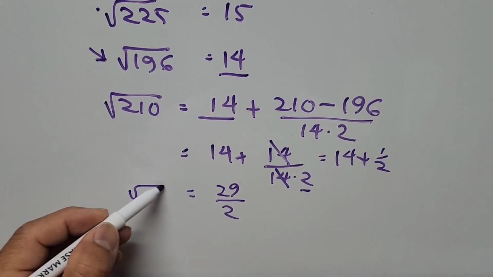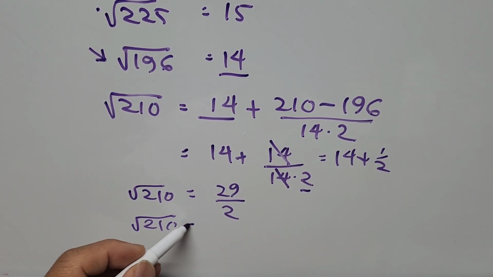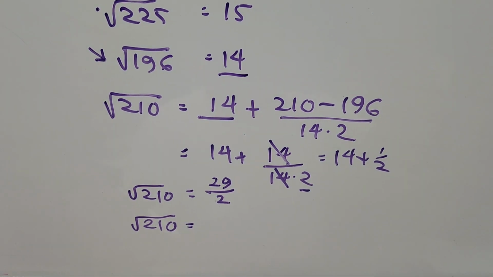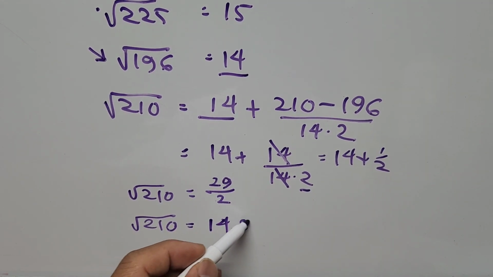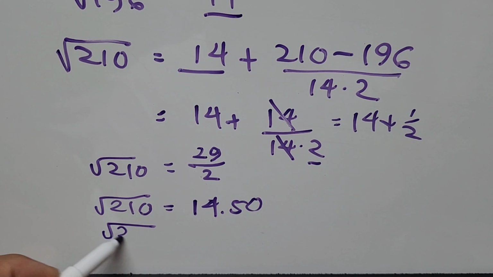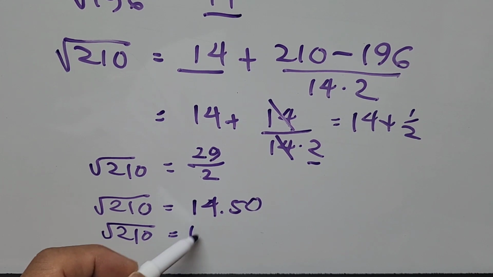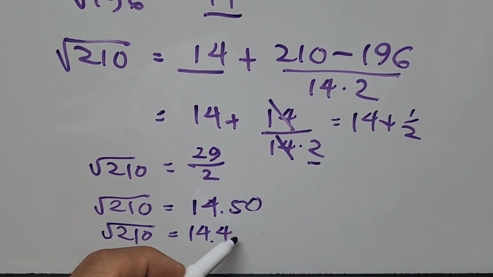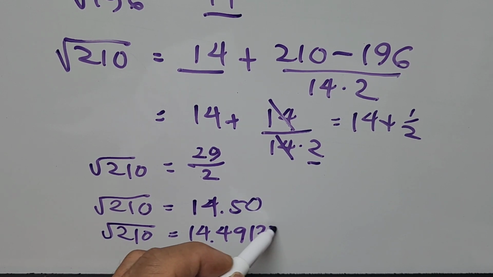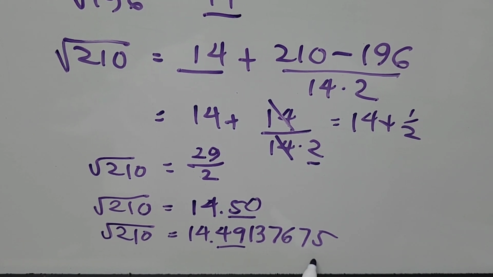So we have here the square root of 210. So the square root of 210 is equal to 29 over 2, equals 14.5 or 14.50. And the value of the square root of 210 by using our calculator, to 10 decimal places, we have 14.49137675. So 14.5 is really close to 14.49. That's for 10 decimal places.